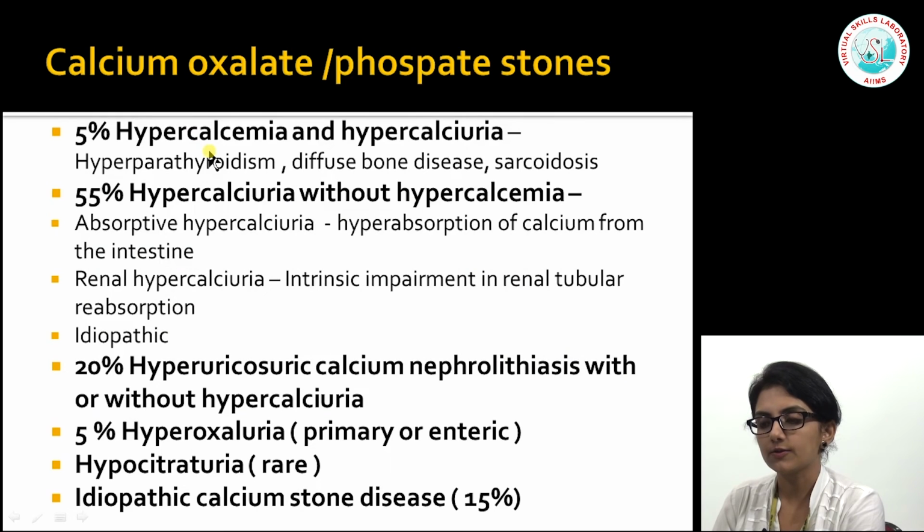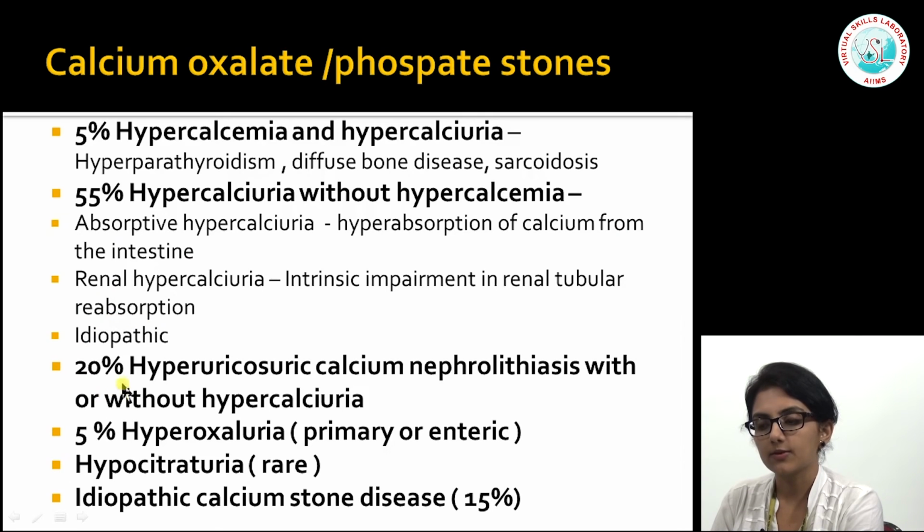So what are the conditions in which we can get calcium oxalate or phosphate stones? In 55% of patients, there may be evidence of hypercalciuria without hypercalcemia, meaning that the calcium levels in the blood would be normal. This can be of two types. It could be absorptive because of hyperabsorption of calcium from the intestine, or it could be renal because of intrinsic impairment in renal tubular reabsorption of calcium, or of course it could be idiopathic.